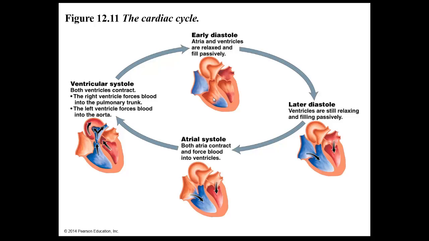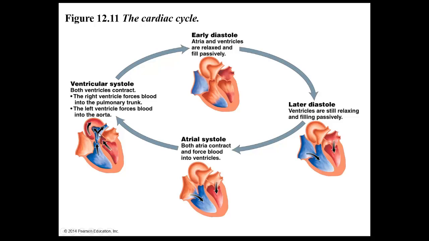And then as those ventricles fill with blood, the atria contract to fill up the last 20% or so of those ventricles. We call that atrial systole, when the atria are sending the last bit of blood to those ventricles, forcing the valves shut. Then the ventricles contract and they force that blood out of the heart via the aorta on the left side of the heart and the pulmonary artery on the right side of the heart.